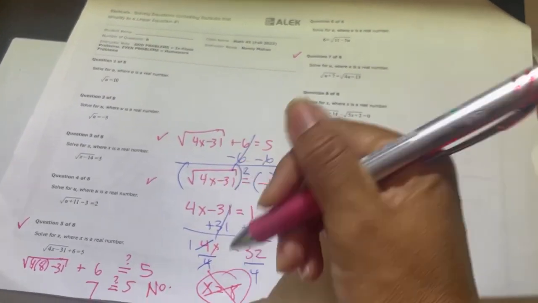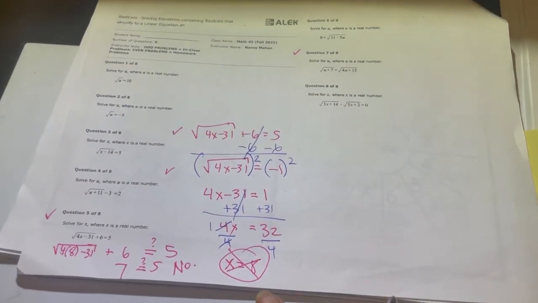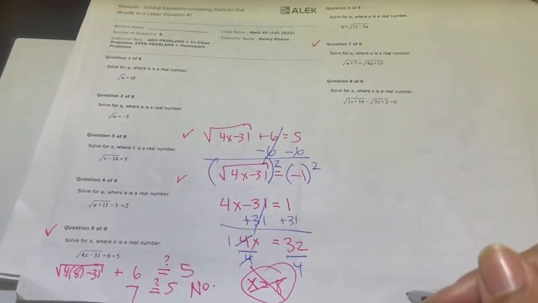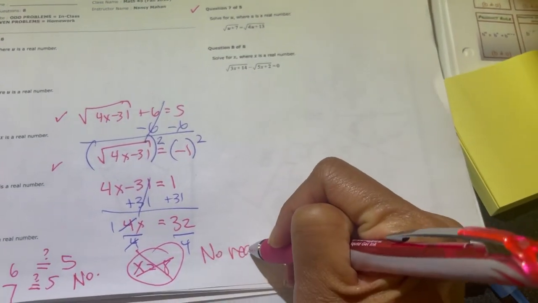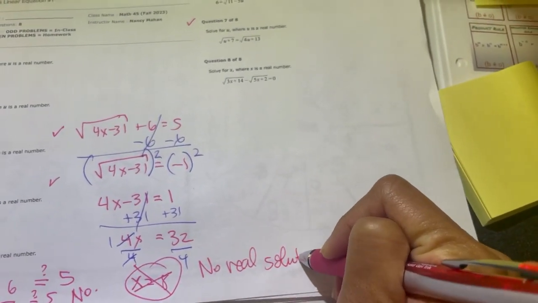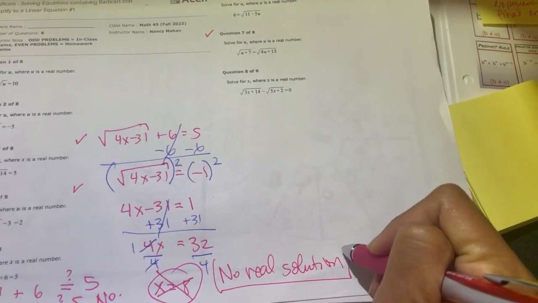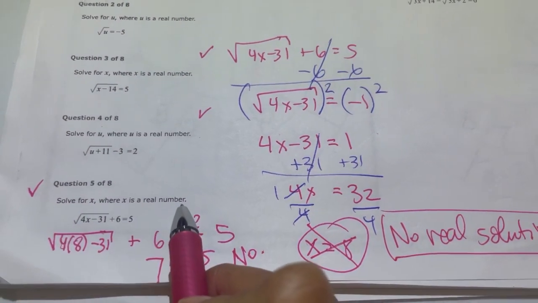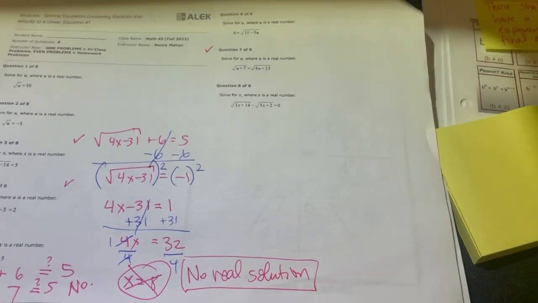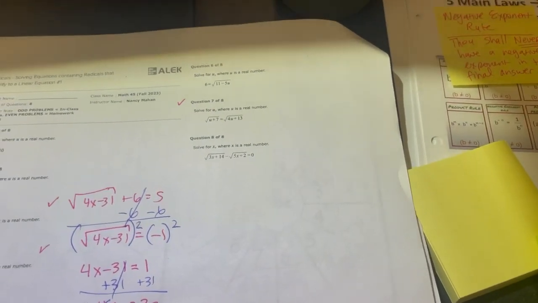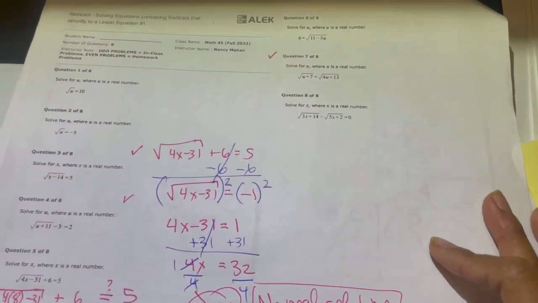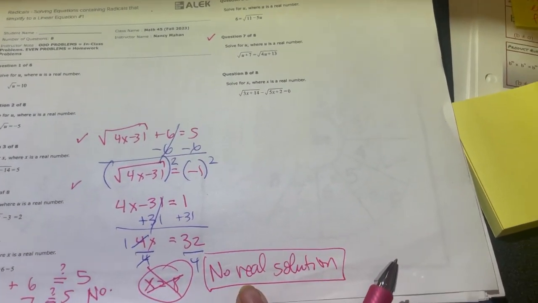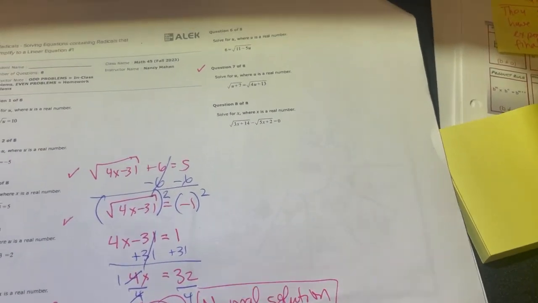So x is equal to 8 is not a solution for this problem. This is an extraneous solution. And since there's nothing else, you say that this answer is no real solution. The reason it says no real solution is because here it says x is a real number. It has to be real, because later in this class we're going to learn about complex or imaginary solutions. So this problem has some imaginary or complex solutions, but not real solutions.